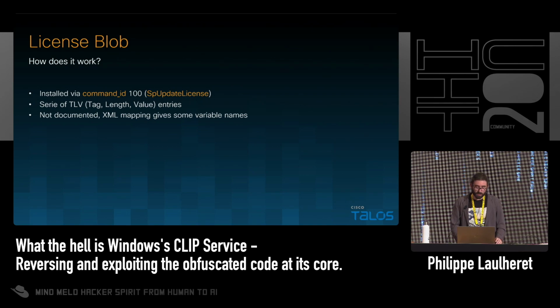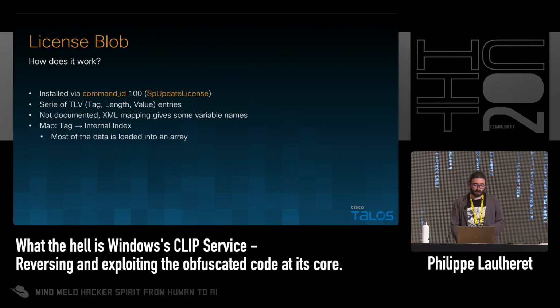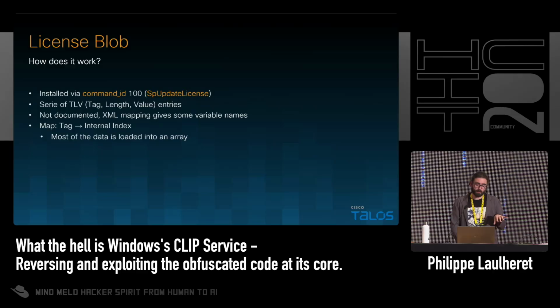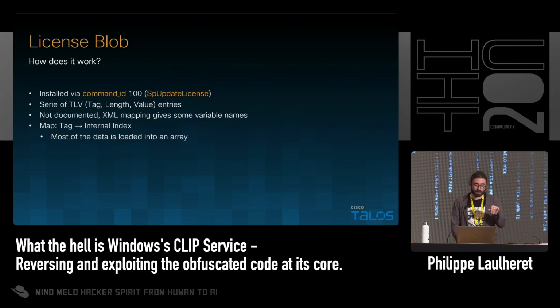Once again, nothing is documented. But they also exist in XML mapping. So if you spend some time reversing stuff, you can also find functions, names and so on. And then there is this internal map from the tags, from the tag value into an internal index. So when you load the license inside clipsp, it's going to store the content as an internal index.